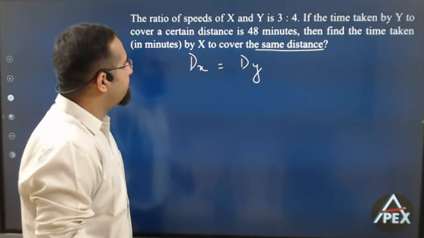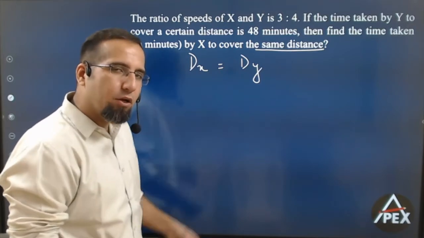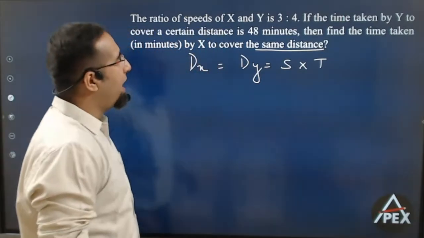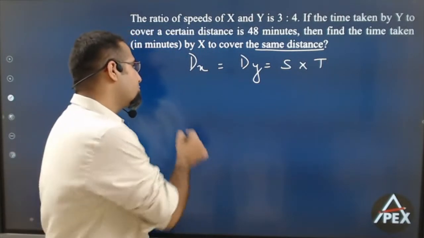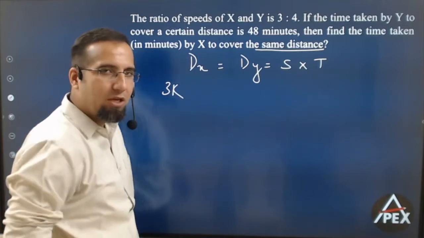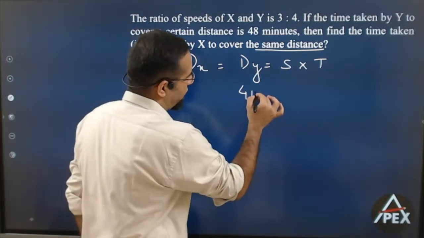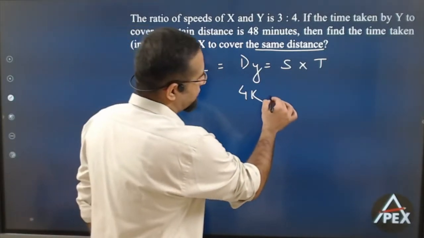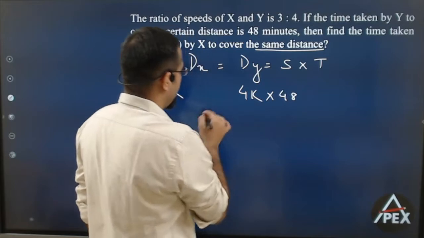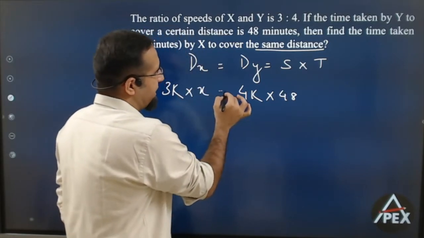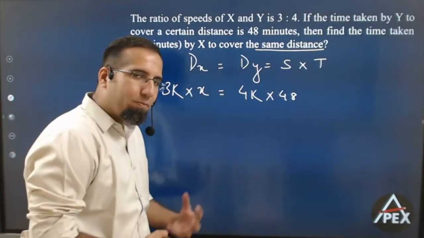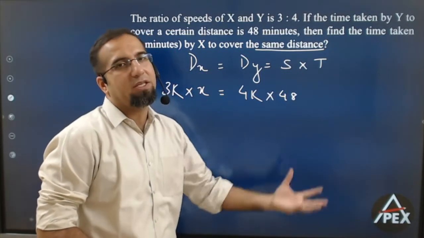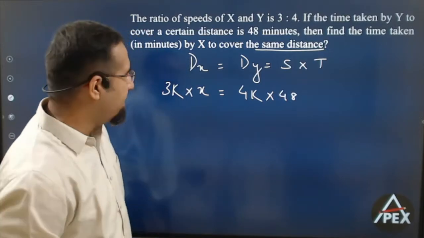So what is distance? Distance is nothing but speed into time. Now I know the ratio of the speeds is 3:4. So let me take the speed of x to be 3k and the speed of y to be 4k. And I'm told that y takes 48 minutes to cover the distance. So this into 48, I do not know how much time x takes to cover the same distance. Now please understand, if this is in minutes and this is also in minutes, the uniformity is taken care of. So we need not divide them by 60.